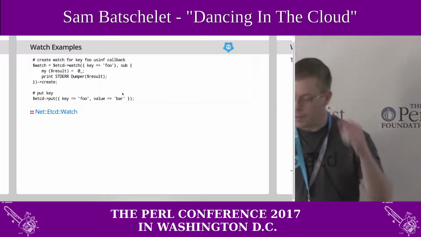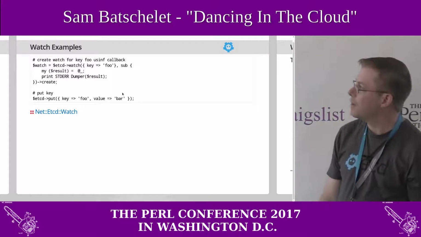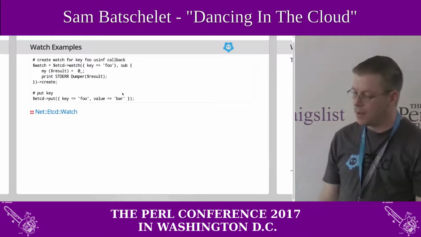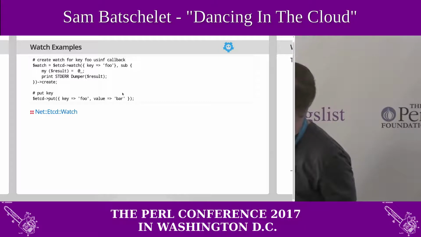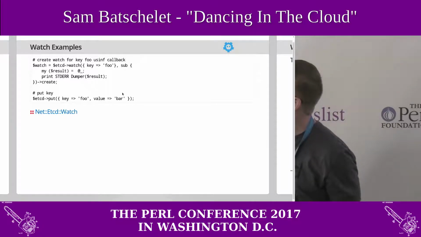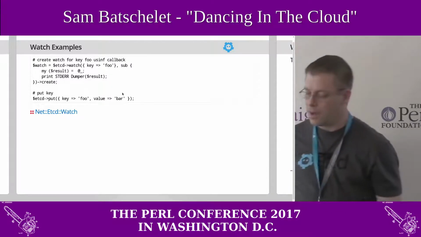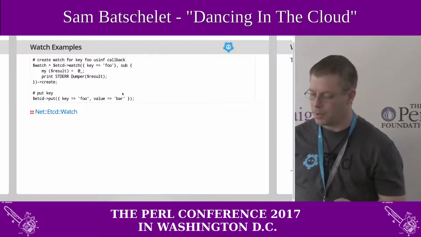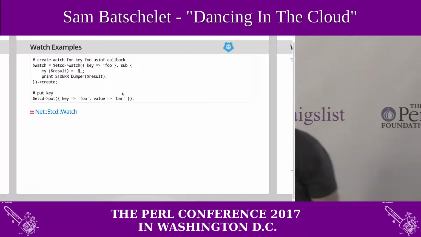So this is an example of a watch. It basically takes the key, and then you can see the callback sub at the end, and this is basically what's going to happen when there's an interaction with the watch. So in this case, we're just creating the watch, and then we're just going to test it, and we're going to push a key and just see what kind of reply we get.